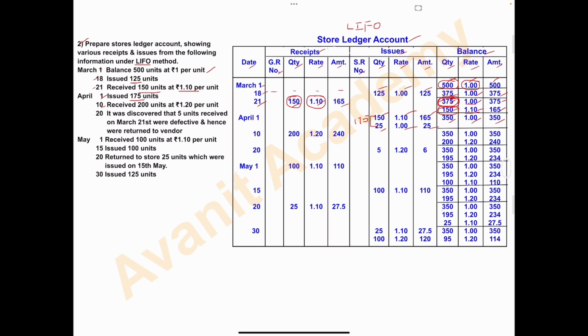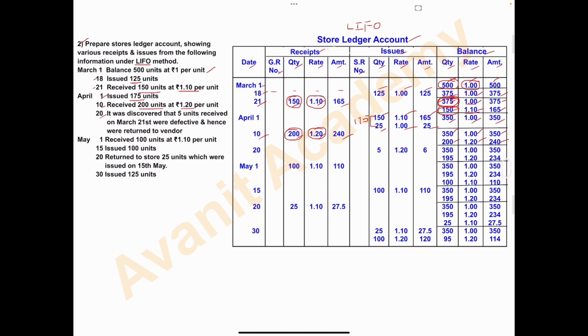April 10th, received 200 units at rupees 1.20. Write in receipts. April 10th, number of units purchased is 200. Rate per unit is 1.20. 200 into 1.20, total amount is 240. Issues column nil. Write the previous balance, 350, rate per unit 1, total amount 350. Now add the latest purchase, that is 200 units. Rate per unit is 1.20 and the total amount is 240.